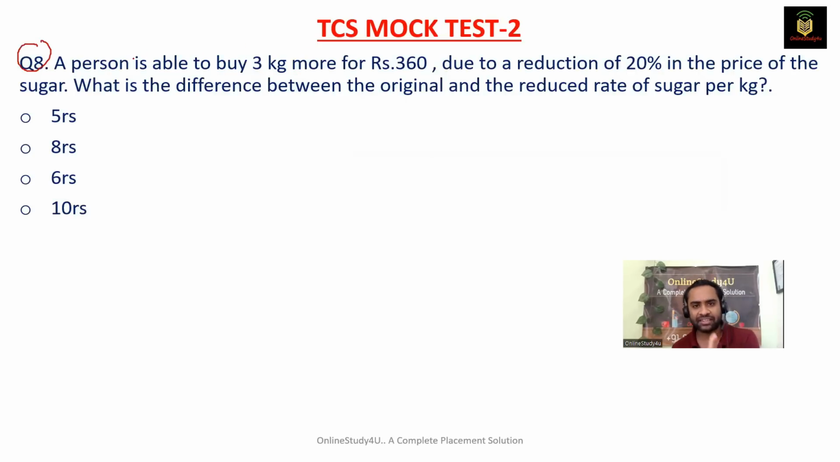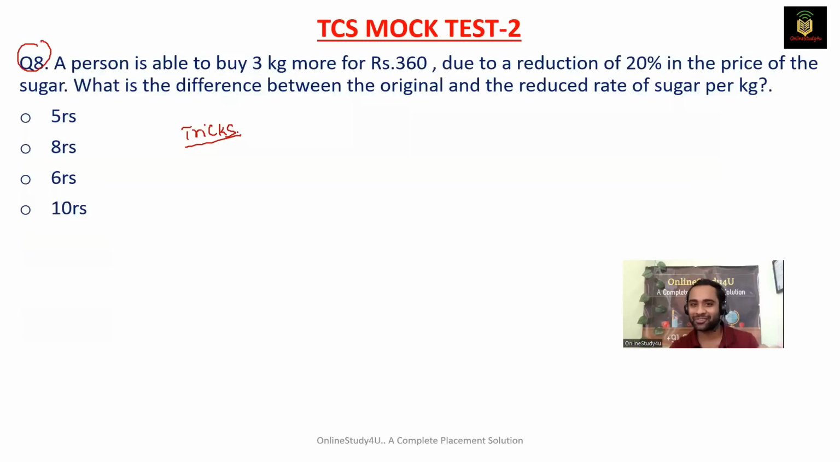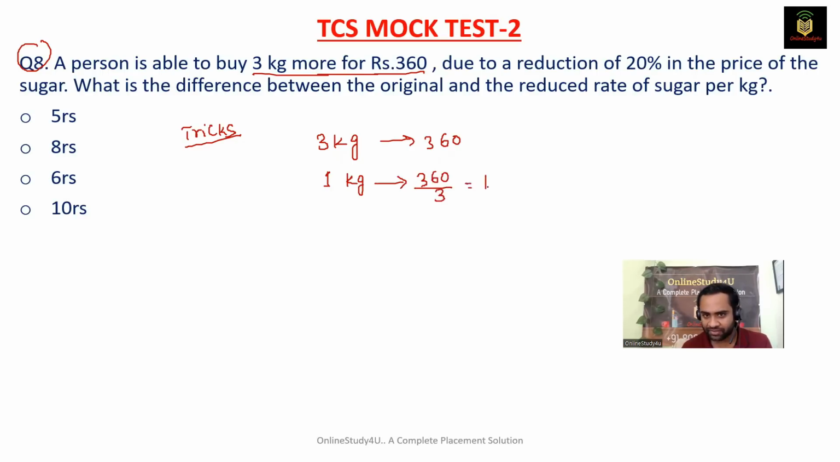So first understand the basics. I will tell you a trick also. So first understand the basics, and then we will solve this question, and you will really enjoy it after I solve this question. Okay, now, a person is able to buy 3 kg more for 360 rupees. So 3 kg more he is able to buy for 360 rupees. That means 1 kg more he will be able to buy for 120 rupees. Agreed? If you agree, please tell me yes sir, no problem.